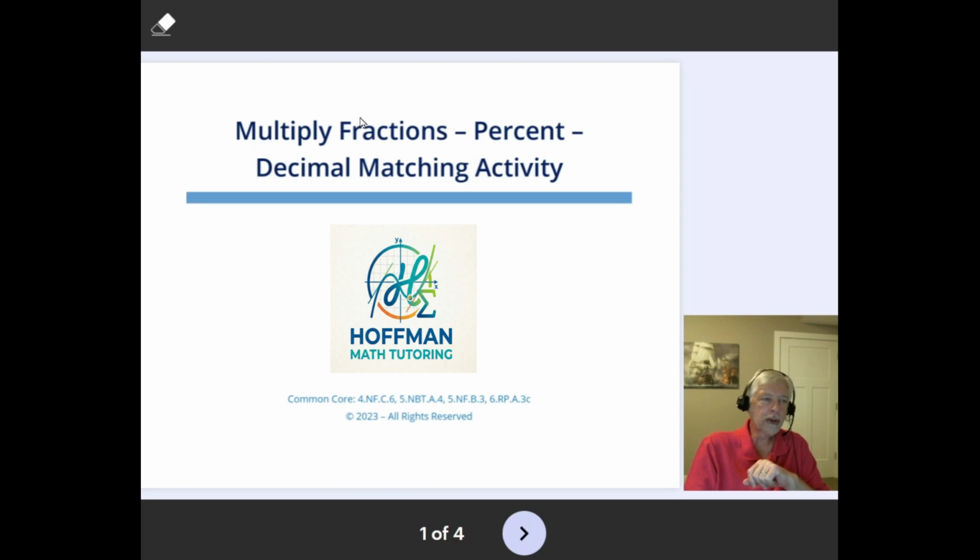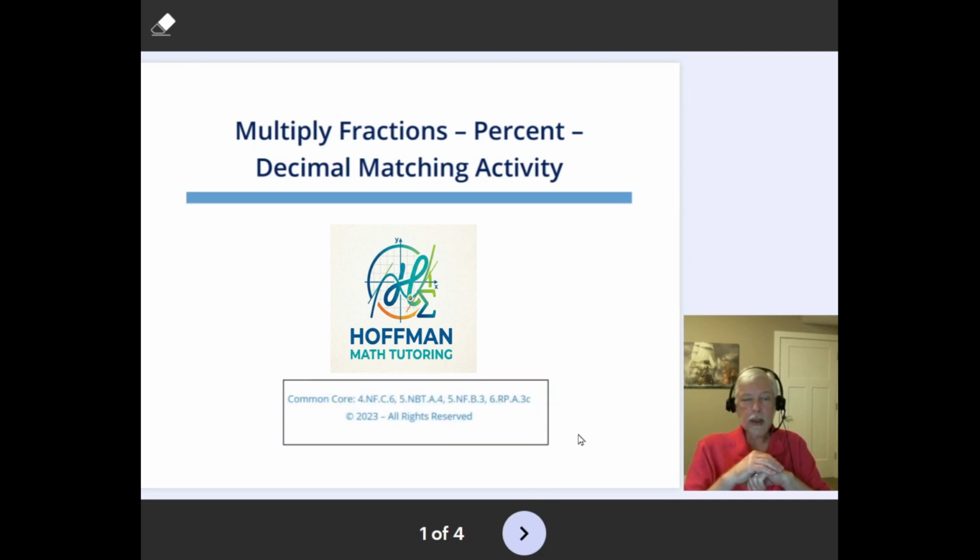Matter of fact, if you notice at the bottom of the page, right here, I referenced the Common Core. And you notice that this Common Core is for the 4th grader and the 5th grader and the 6th grader. So let's move on.